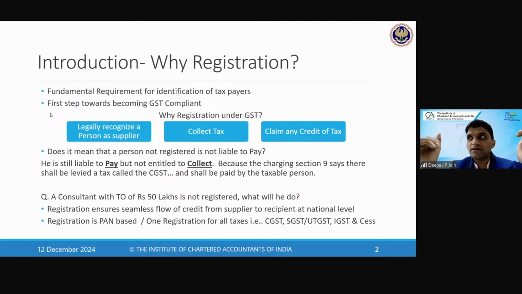So if they are separate persons, you have to take a new PAN for the company. Legally, it's a different entity. So since you're taking a separate PAN, it's a separate legal entity. So you have to take a separate registration for the company as well. Your existing registration will not get converted. You have to cancel that registration and take a new registration in the name of the company.